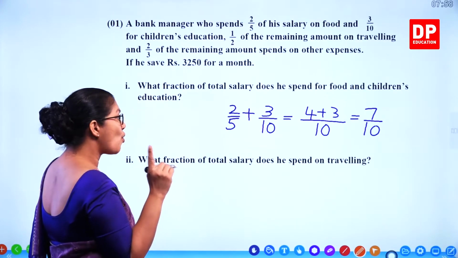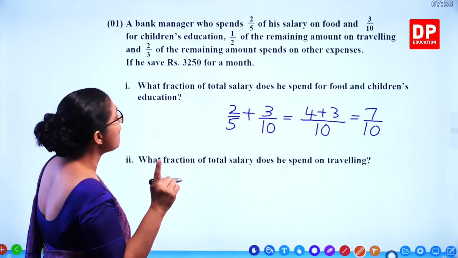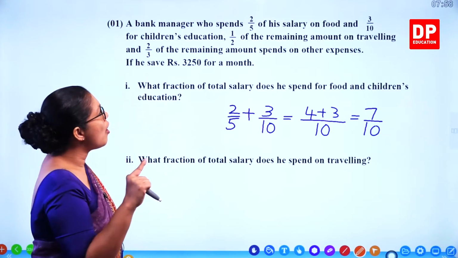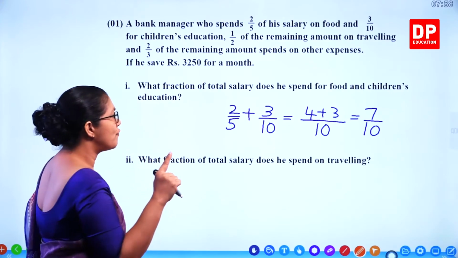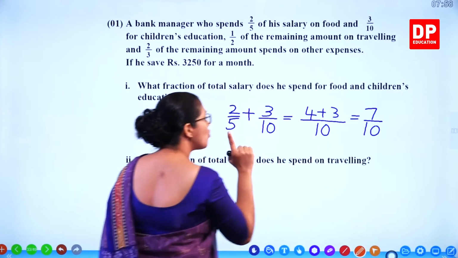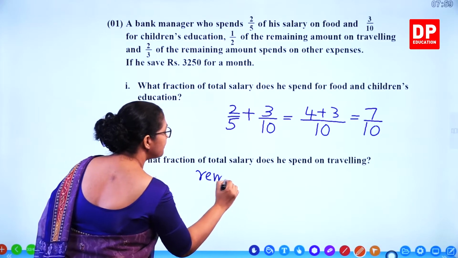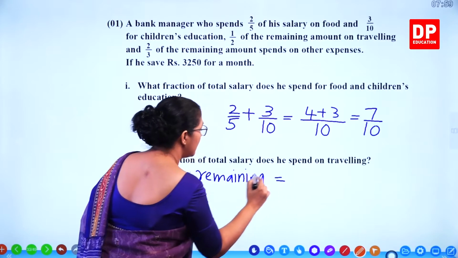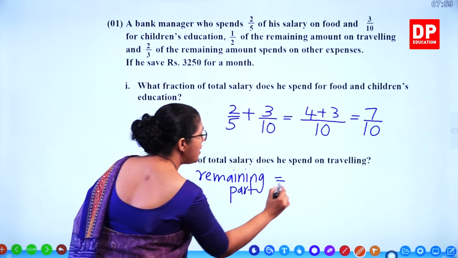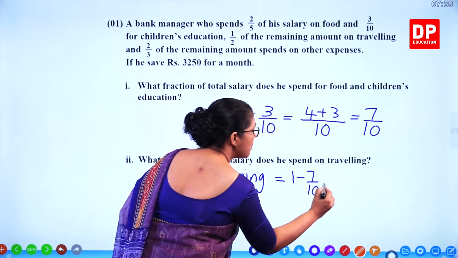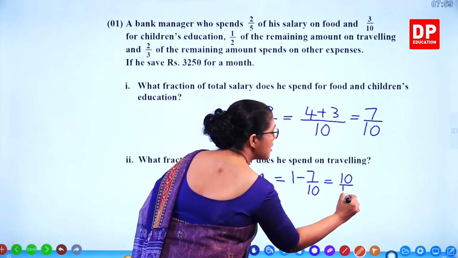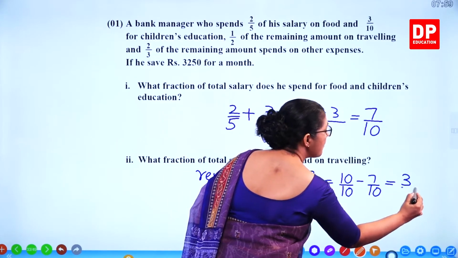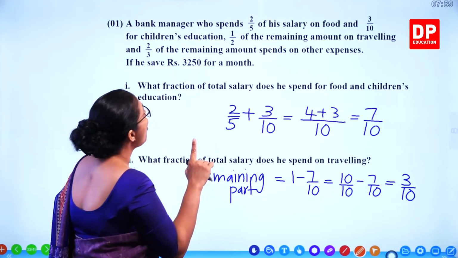What fraction of total salary does he spend on traveling? It says half of the remaining amount on traveling. Half of the remaining. 7 over 10. So what's the remaining amount? Remaining part is 1 minus 7 over 10. So that means we can write 1 as 10 over 10 minus 7 over 10. That's 3 over 10. Half of the remaining.